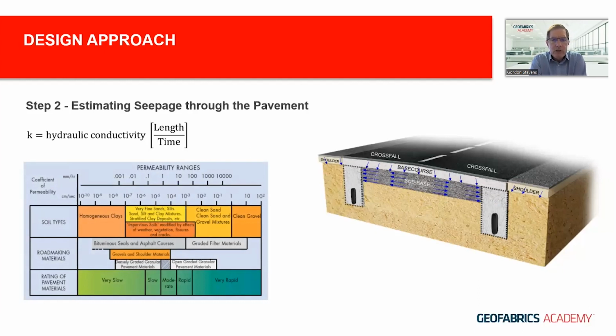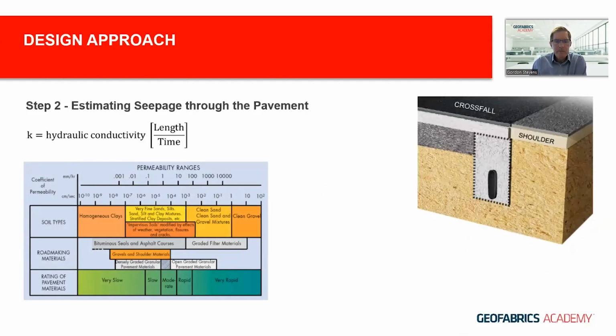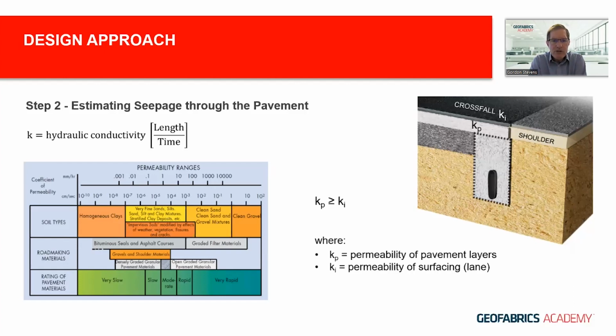Step 2 is looking at this water moving through the pavement layers over here. And we need to ensure that that water is allowed to flow through these layers. So we need to consider the permeability of these particular layers. So looking at these layers in a little bit more detail, we need to ensure, first of all, that the permeability of the pavement layers is greater than that of the surfacing, and the same thing is greater than that of the shoulder.